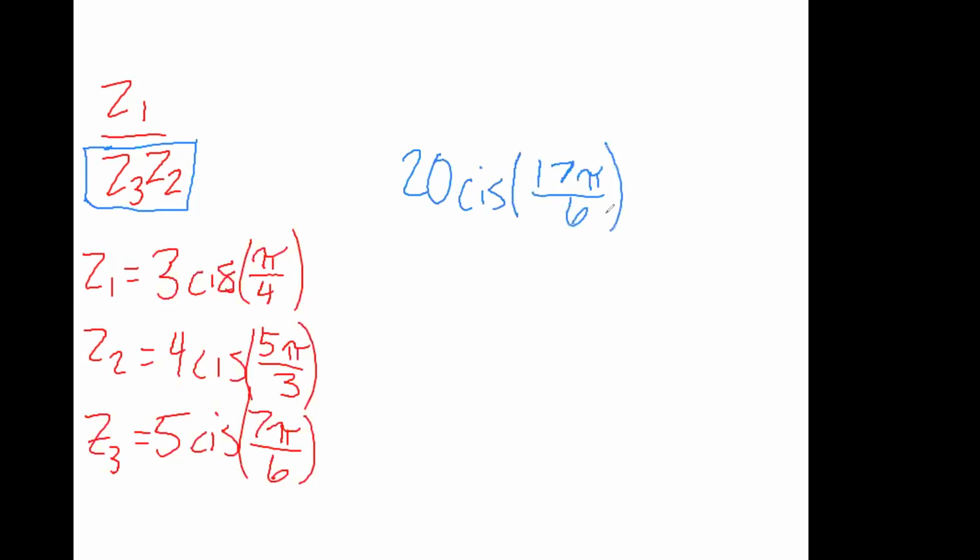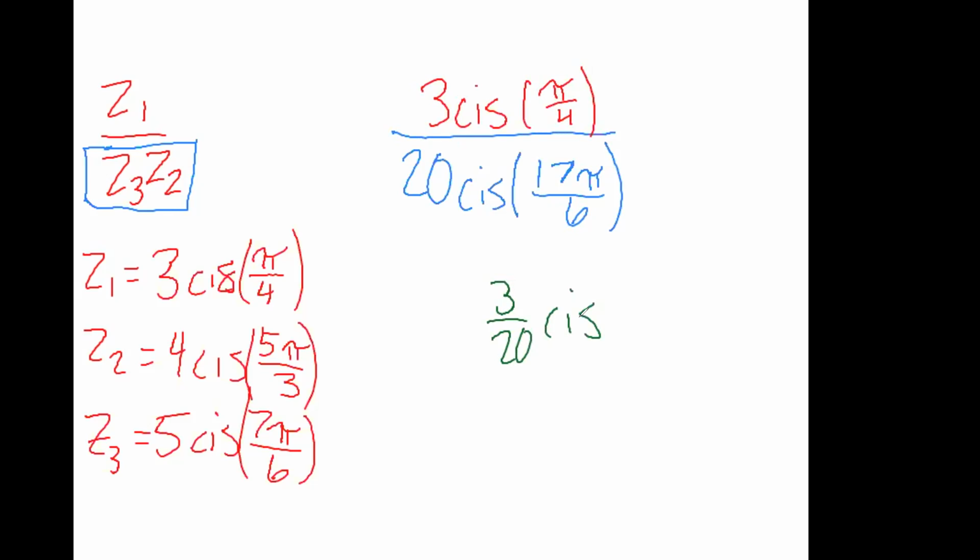And then Z1 is being divided by that. So it's 3 cis pi over 4 divided by what you see at the bottom. And then after you work it out and do the math, I got 3 over 20 cis negative 31 pi over 12. Everybody good? So we left these two just divided, and then for these two, we're subtracting. So we did pi over 4 minus 17 pi over 6. You just have to make sure they have the same denominators because fractions.